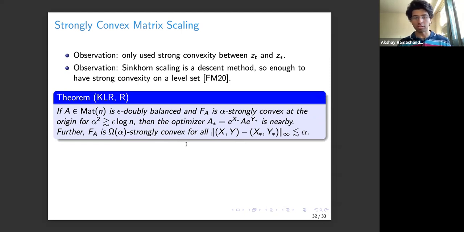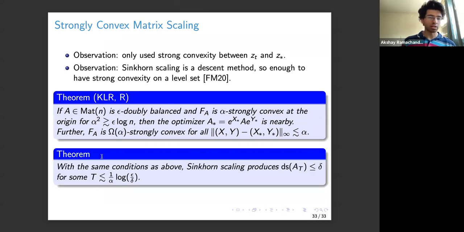Cool. So it's a little bit harder to ask for strong convexity of the optimizer if you don't know anything about the optimizer. So this allows us to reduce from just strong convexity at the original point. Cool. And so what this tells us is, by the same strongly convex optimization analysis that we just did, with the same conditions as above, if you are epsilon doubly balanced and alpha strongly convex as a matrix, meaning epsilon doubly balanced and the function f_A is alpha strongly convex at the origin, then you get the same log 1 over delta convergence of Sinkhorn scaling, right? By exactly the same analysis as above.